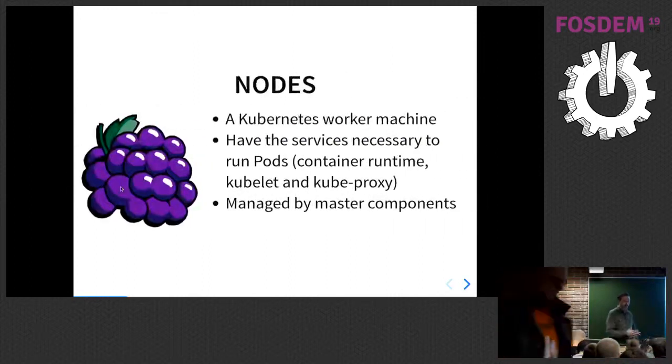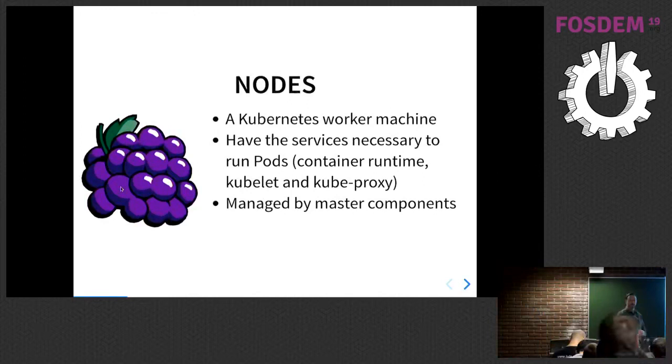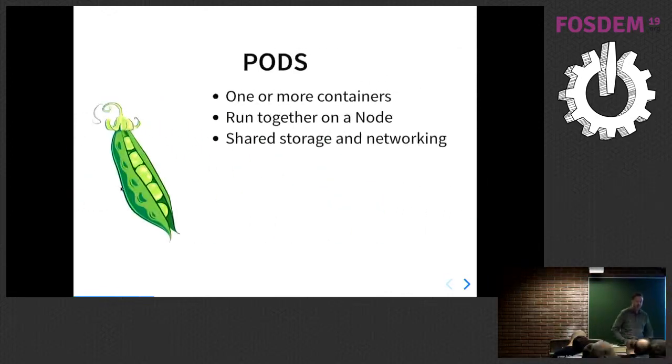A couple of the objects in Kubernetes that'll be relevant to today's talk are nodes, which are Kubernetes worker machines. They have everything that's needed to run pods, which I'll tell you about in a second. That includes the container runtime like Docker or CRI-O, as well as all the Kubernetes bits like the kubelet, kube-proxy, etcd, all that stuff. And of course the nodes are managed by the master of the cluster to do all the fun work. So what are pods?